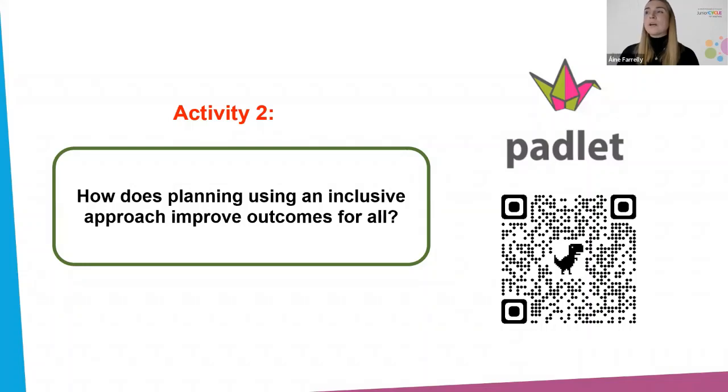So this time we are looking at activity 2. And we're going to consider here now, how does planning using an inclusive approach improve outcomes for all students within our class? So we've purposely kept this considerably broad. We're not just focusing on the knowledge or skills here. So we're going to invite you to navigate to that Padlet again, the QR code you can see on screen, and we're going to put the link into the chat also.